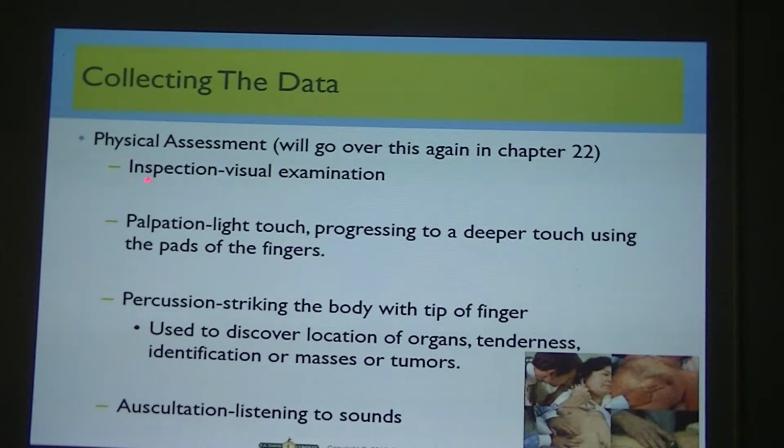So inspection, an example could be right here. They are looking in their ear. Palpation is they're feeling for the apical pulse. Percussion, they might be looking at the liver right here. And then auscultation, they are listening to bowel sounds in this picture.